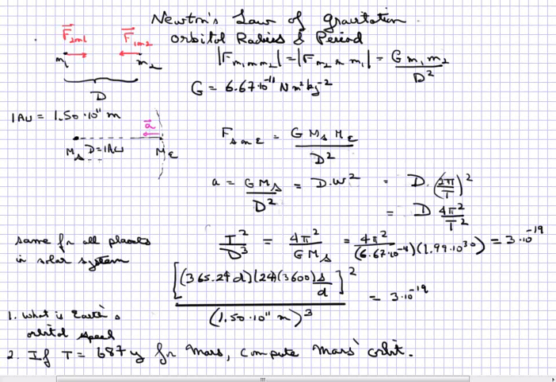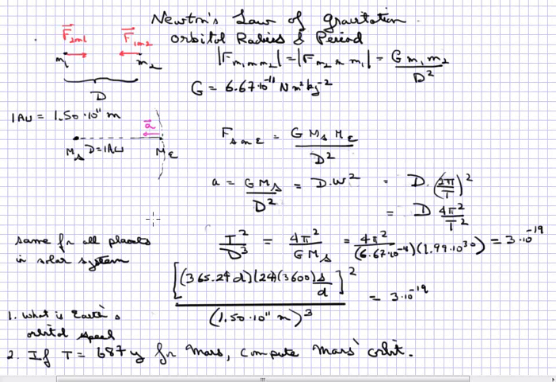M sub s is the mass of the Sun, in orbits that are pretty close to circular. Technically, that's not true. They're elliptical, but for purposes of this discussion, I'm going to assume they're circular, which is a pretty close approximation. And the distance of the Earth from the Sun has a special unit called an astronomical unit. One astronomical unit is 1.5 times 10 to the 11th meters. It's 150 million kilometers.